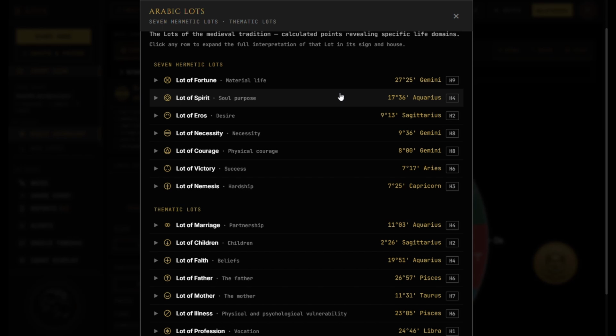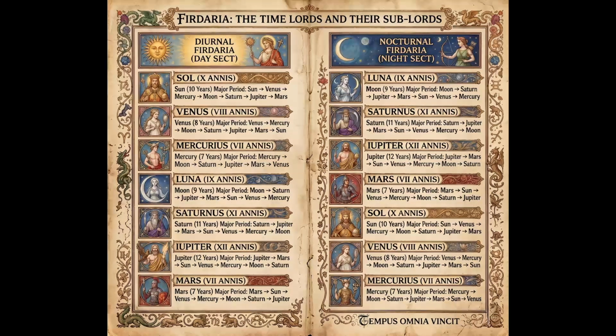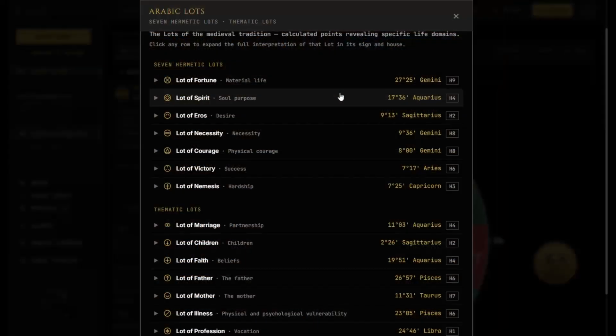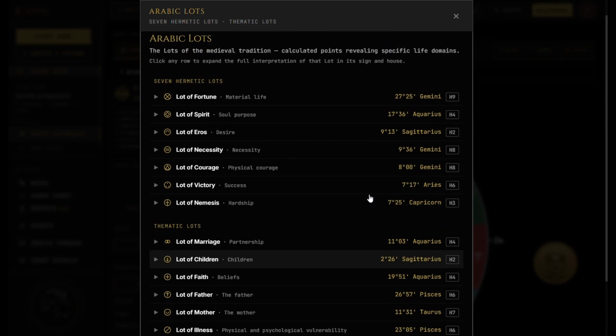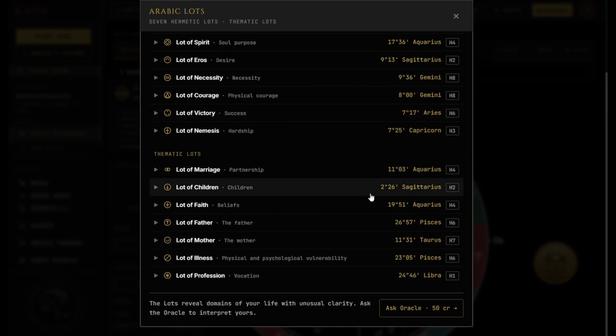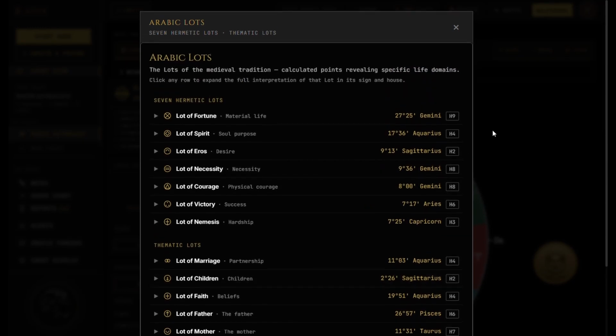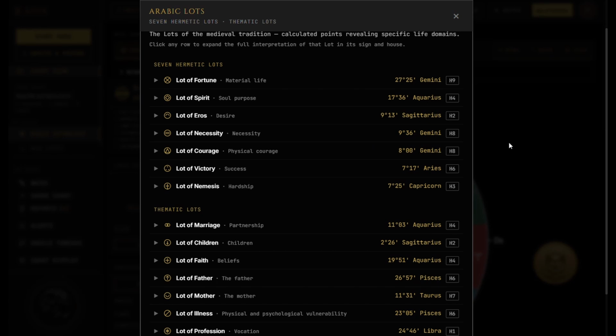This is why most free calculators that attempt the lots often feel wrong. They're either skipping the sect distinction entirely or applying it inconsistently. RADIX automatically detects your sect from your birth time and location and applies the correct formula for every single lot, all 14. And critically, the oracle doesn't try to recalculate the lots on the fly. They're pre-calculated and locked into your chart. That eliminates the calculation errors you get when other tools let AI do astrology math in real time.